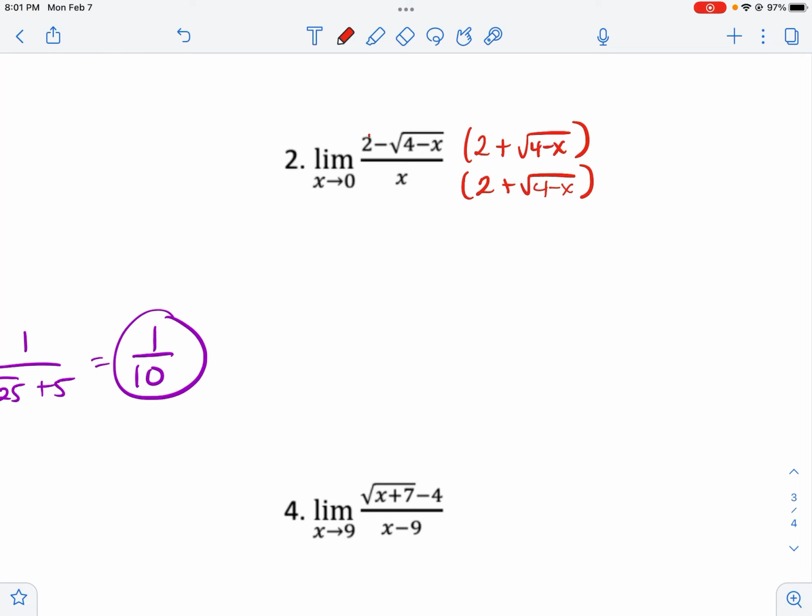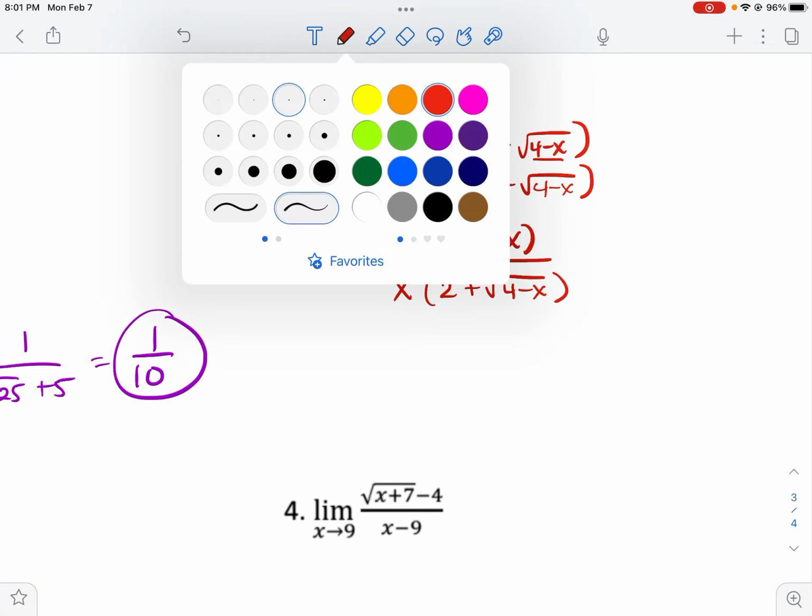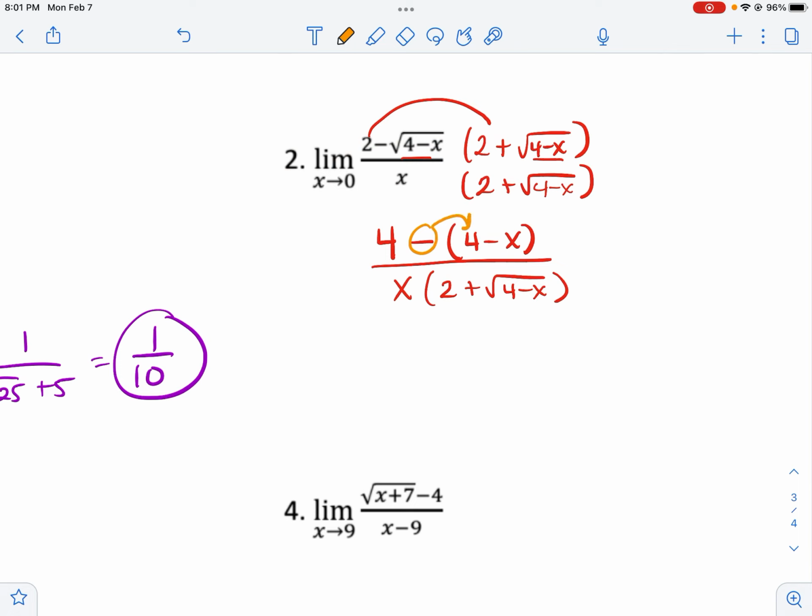On the top, the conjugates, I'll multiply. 2 times 2 is 4. Different signs, minus. Now, when I get the radical 4 minus x times radical 4 minus x, I have to put that 4 minus x in parentheses because that minus sign is going to have to be distributed. On the bottom, I'll leave it in factor form, x times the 2 plus radical 4 minus x. Okay? I'm going to distribute the top. So I get 4 minus 4 plus x over the same thing.